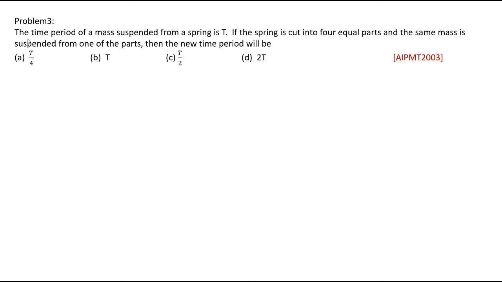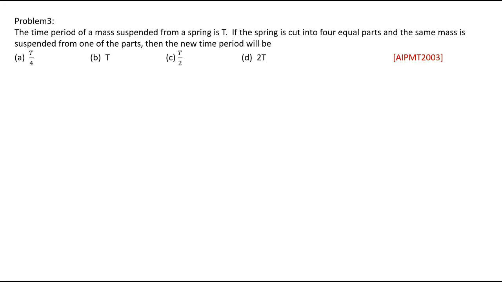Problem 3. The time period of a mass suspended from a spring is T. If the spring is cut into 4 equal parts and the same mass is suspended from one of the parts, then the new time period will be: option A, T by 4; option B, T; option C, T by 2; option D, 2T. AIPMT 2003. Let's go into the solution.